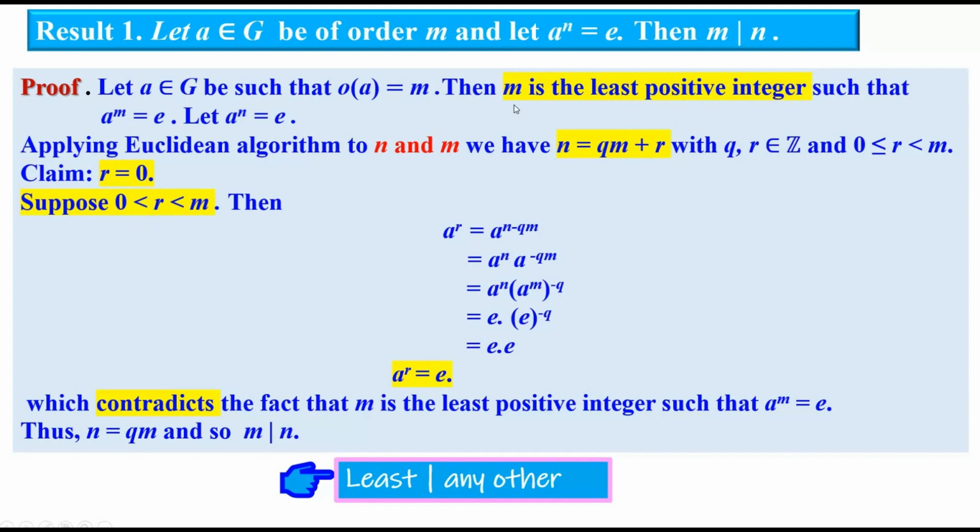But here we have stated that m is the least positive integer for which a^m is the identity element. So here r is a number which is less than the least positive integer. So that contradicts the fact that m is the least positive integer. So we conclude that r is 0, and therefore we have n equal to q times m. So that in turn gives m divides n. So this crudely should be remembered as: the least divides any other.